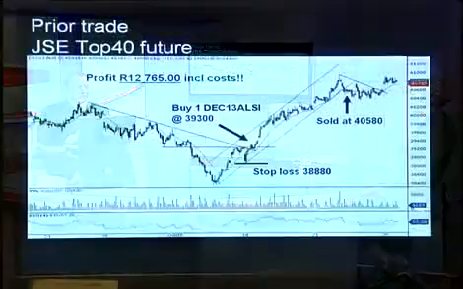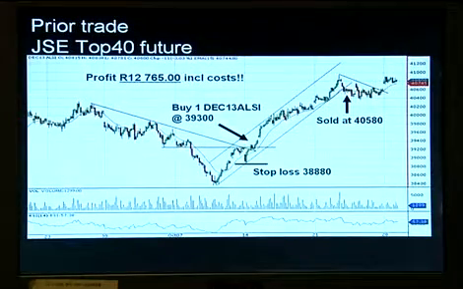I want to address this because I have been asked by a number of people, and there are quite a few different top 40 products available to trade. Now, what I've used in this case was a top 40 future. This is an index future. It's listed on the derivatives division of the JSE. It's a futures contract where every 1 point here represents 10 Rand per contract.